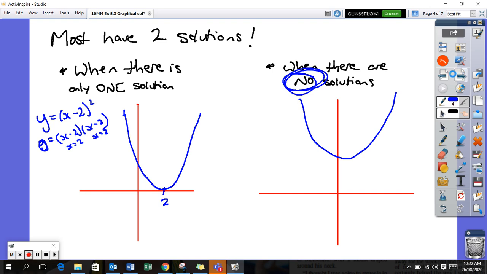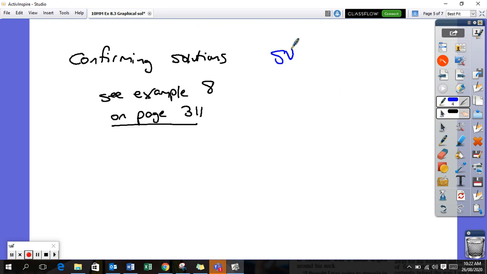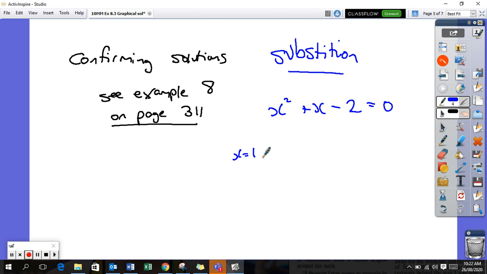Now there's a little bit on confirming solutions. Confirming solutions is just substitution. Now I'll give you the solution and you have to substitute in. So if you have a look at worked example 8, they tell you that x equals 1 and x equals negative 2. You just have to substitute it in. So we've got x squared plus x minus 2 equals 0, and we're telling you that x equals 1 is a solution. So we just go 1 squared plus 1 minus 2 equals 0. 1 plus 1 is 2, minus 2, we get 0 equals 0. Yep, that solution is confirmed. Okay, that's all confirming solutions is.